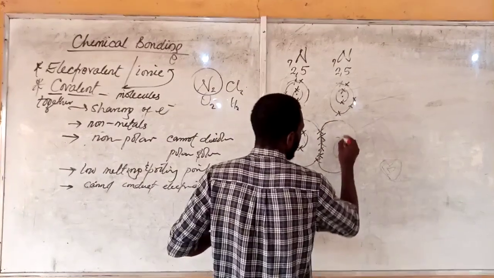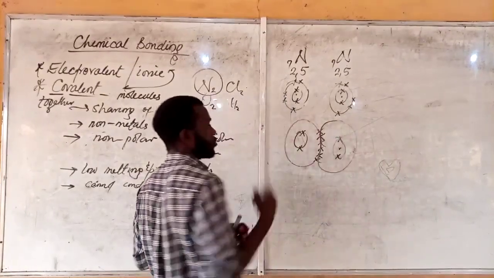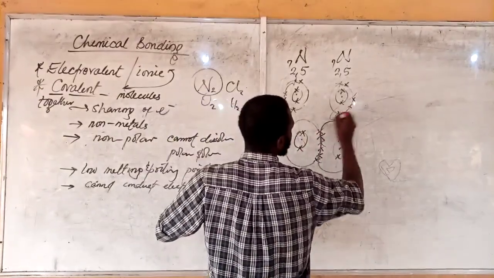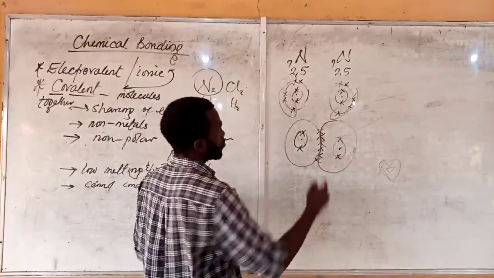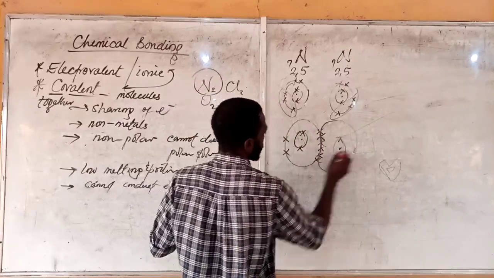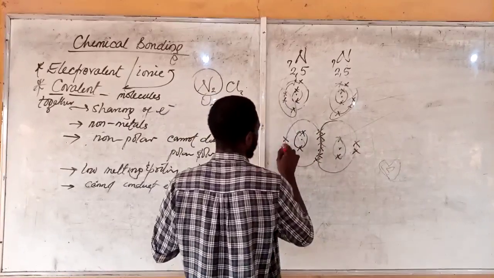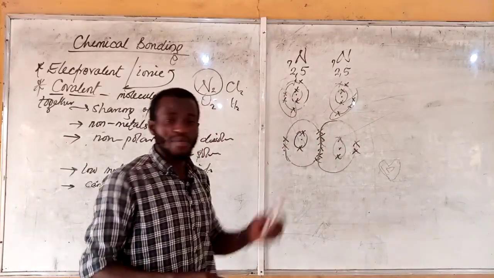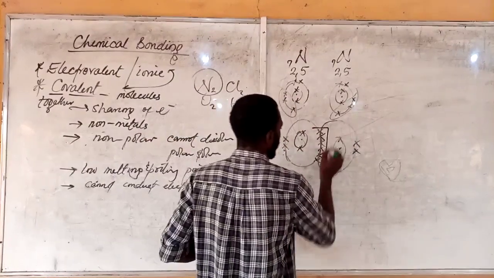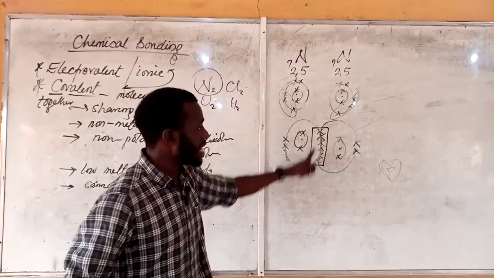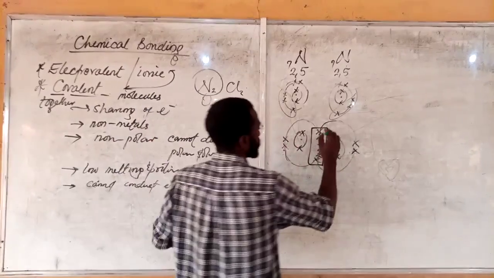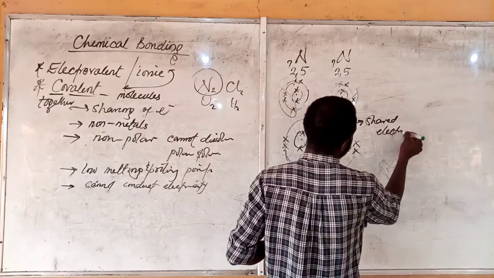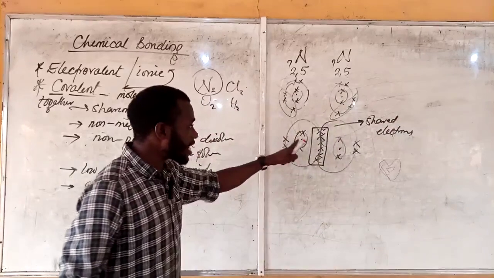Then the duplet is untouched inside. So how many more does it have? If it has shared these 3 and this one has shared these 3, how many more does it have? It has 2 left. Is that okay? So both of them are stable technically. Let's check. These are the shared electrons. These are the shared electrons. And they are stable now, technically.